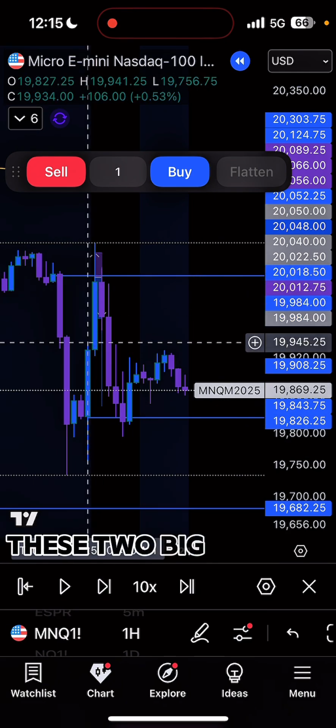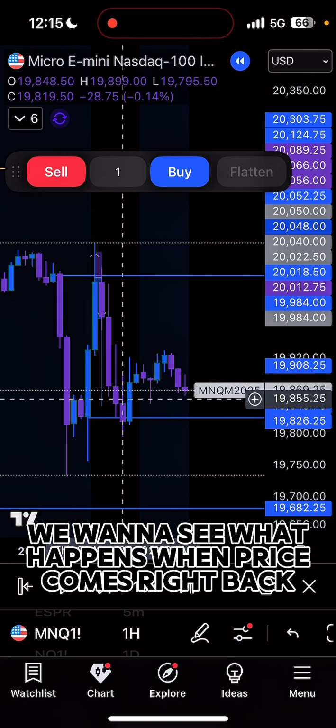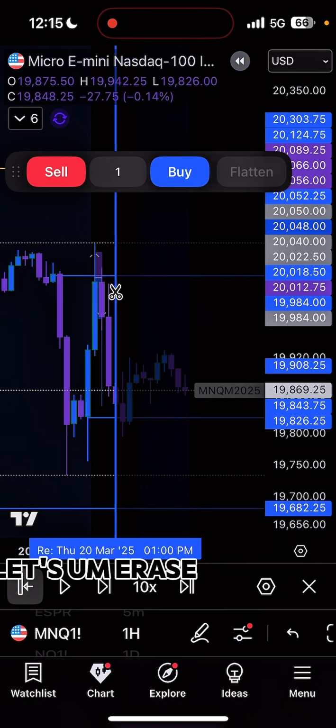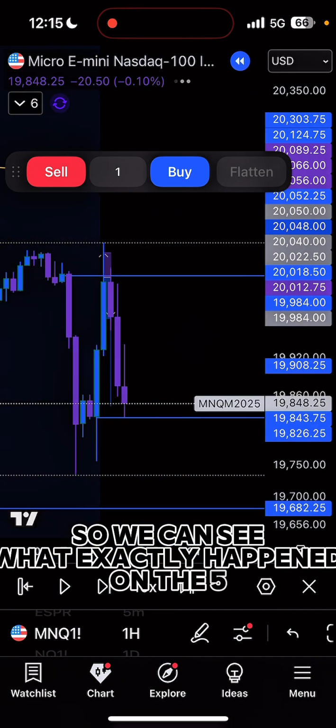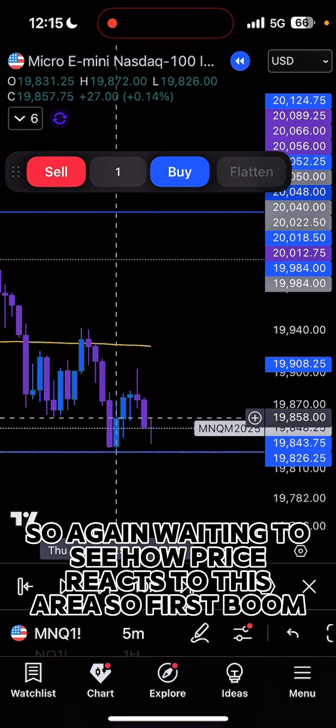Boom. These two big candles just wiped out this candle. So again, we want to see what happens when price comes right back to this area. Let's erase the chart so we can see what exactly happened on the 5-minute chart. So again, waiting to see how price reacts to this area. So first, boom, this is a safer trade.